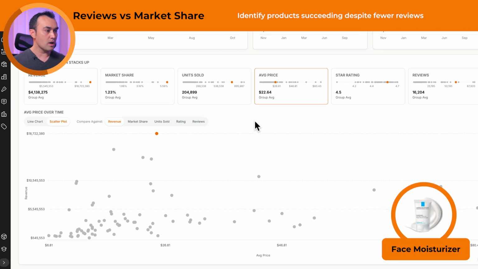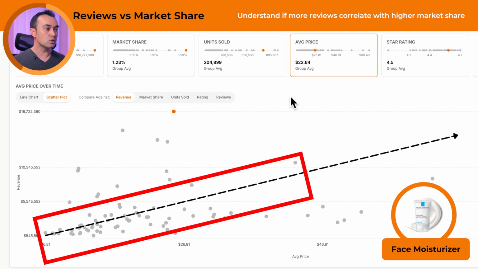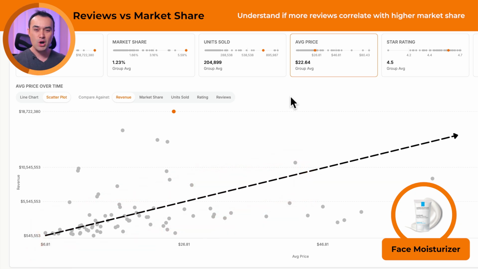Now, this face moisturizer segment shows an even clearer pattern where more reviews do tend to mean higher market share. This makes sense in beauty products where customers often rely heavily on reviews for their purchasing decisions.